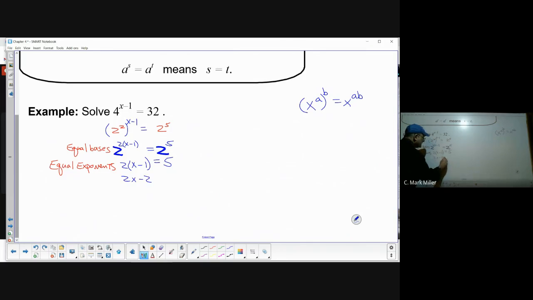2x minus 2 equals 5. 2x equals 7. x equals 7 over 2. I hope that last part isn't a struggle at this point of the game. Equal bases, equal exponents.